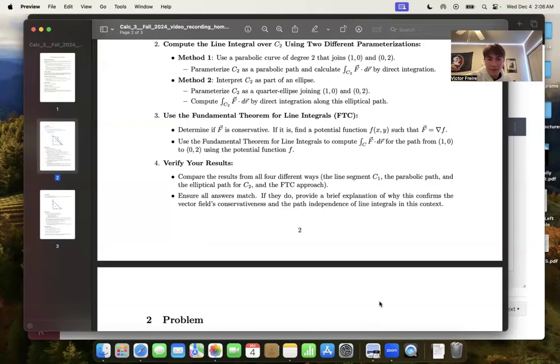Y confirms the field's conservativeness and the path. Okay, so we know that all the answers match, and this confirms the vector field's conservativeness and the path independence of line integrals, right? Why does it? Conservativeness and path independence pretty much mean the same thing, right?